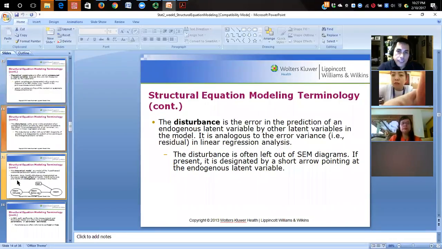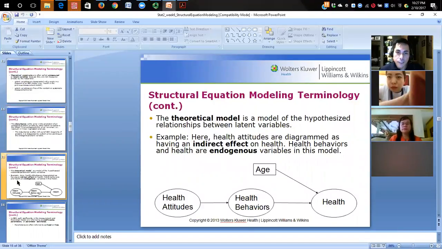The disturbance is the term in SEM that refers to the error in the prediction of an endogenous latent variable by other latent variables in the model. So these are layers and layers of different concepts. It's analogous to the error variance in linear regression analysis. And the SEM diagram will designate it by a short arrow pointing to the endogenous latent variable. So look at this. Right here is cause and effect: your health attitudes will result in health behaviors and will lead to your health.